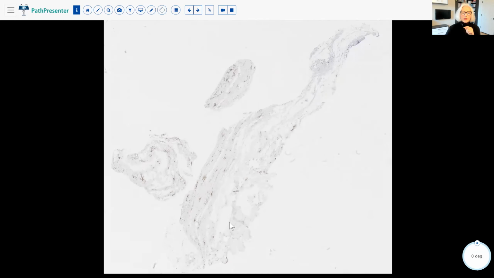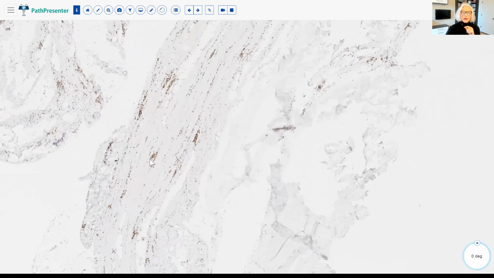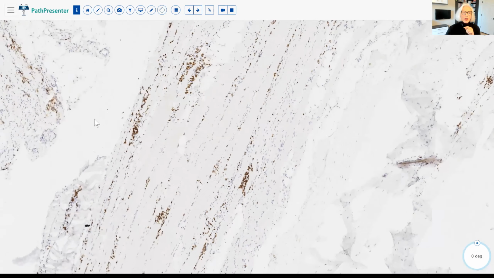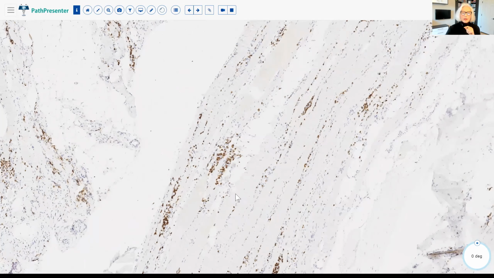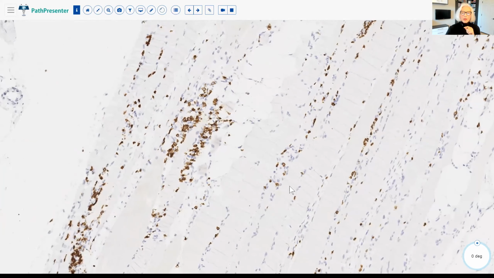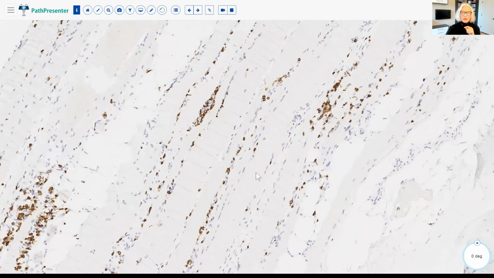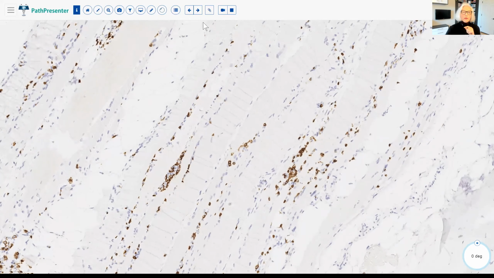Here is the CD8, and you can see that we have a lot more of these CD8 positive T cells compared to the prior case. And we can see pretty prominent, in some cases, you can detect areas where there is invasion of muscle fibers.